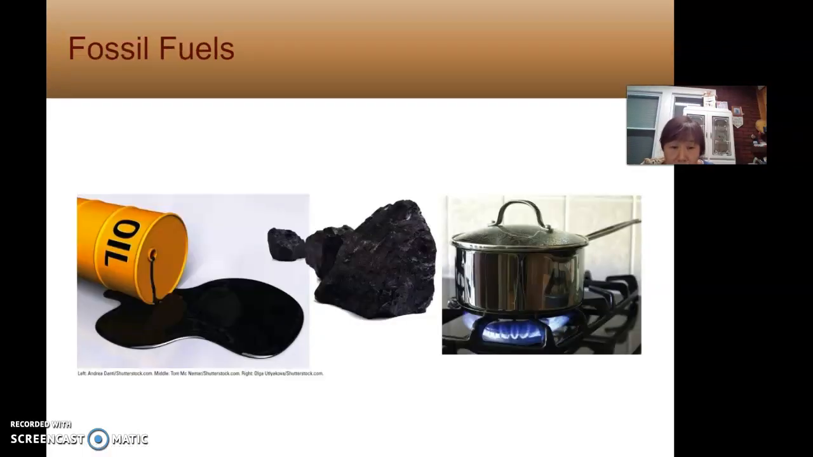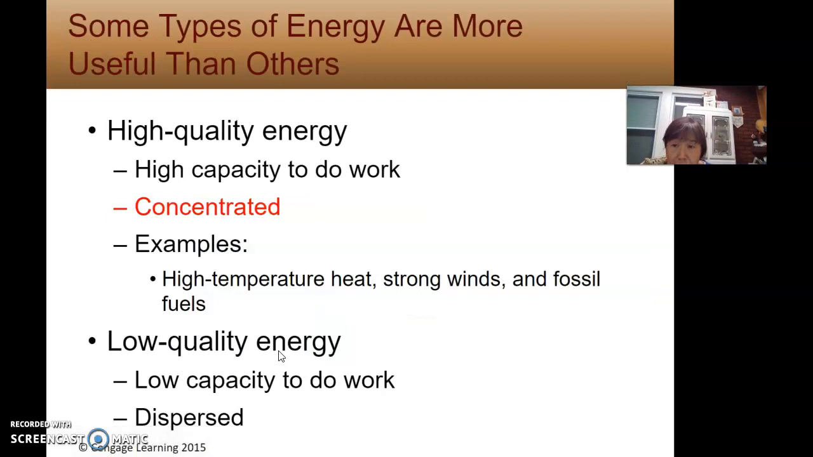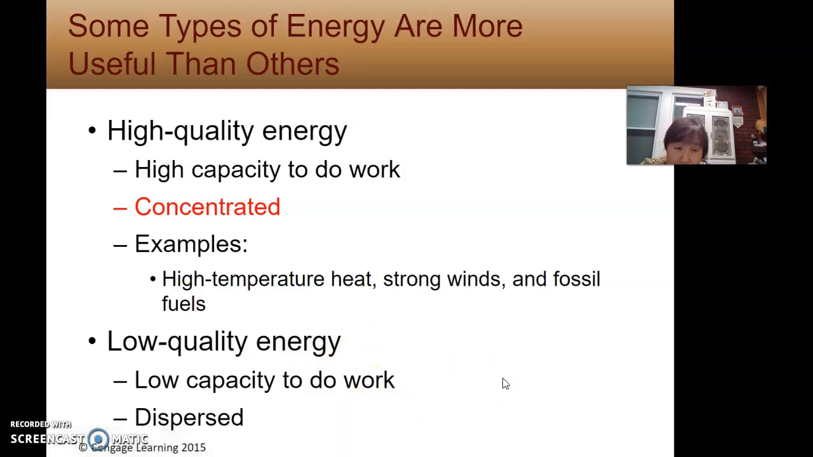These are examples of fossil fuels. You have natural gas, coal, and then petroleum. And based on their capacity to do work, we can divide energy into high quality energy, which has a high capacity to do work. They are more concentrated, such as high temperature heat, strong winds, and fossil fuels. We also have lower quality energy. They have a low capacity to do work, and they are dispersed.